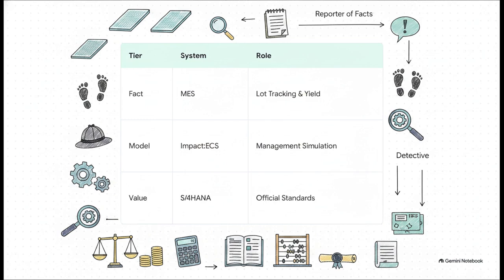Up at the top tier, your MES, your manufacturing execution system, is the reporter of facts. It tracks the pure physical reality, like, this lot of wafers went through this step, and we had exactly this much scrap. Then, sitting in the middle, Impact ECS acts as the detective. It takes all those raw facts and models them against yields, drivers, and process rates to explain the actual operational economics. Finally, at the bottom, SAP S/4HANA is the official accountant. It handles the legally binding financial truth, the official standard price, financial WIP, and your general ledger. They aren't competing, they're collaborating.